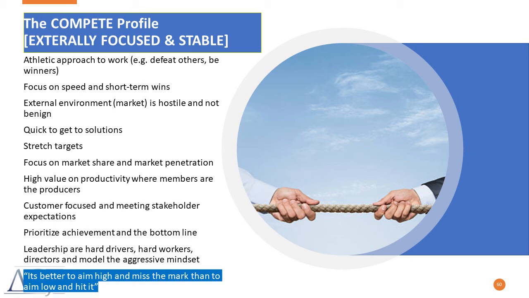And so in these types of organizations, if there was a bumper sticker, it would say that it's better to aim high and miss the mark than to aim low and hit it. These types of cultures believe that we should have really audacious goals and stretch ourselves to get them, that we should aim high and be willing to miss, than aim low and be willing to hit.